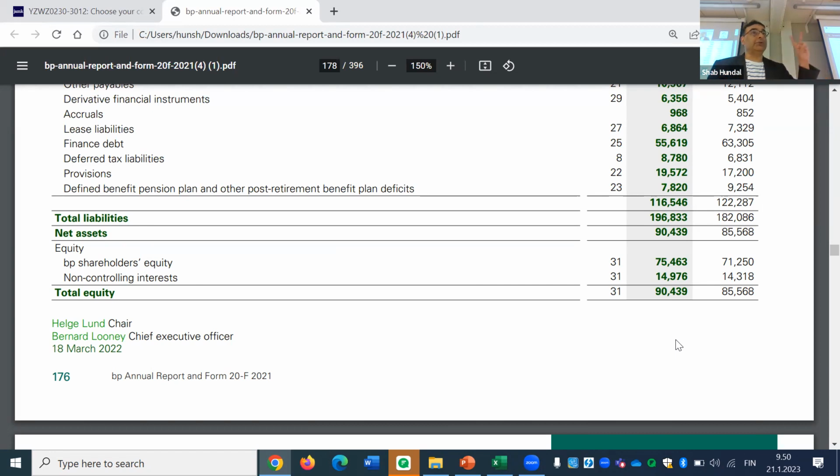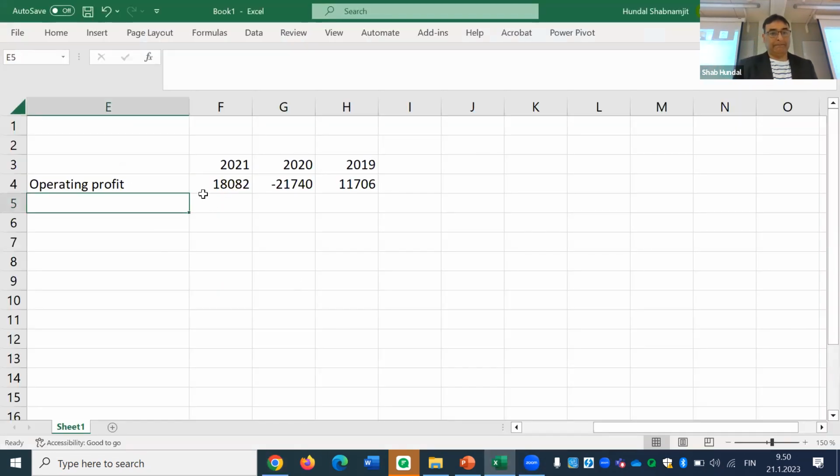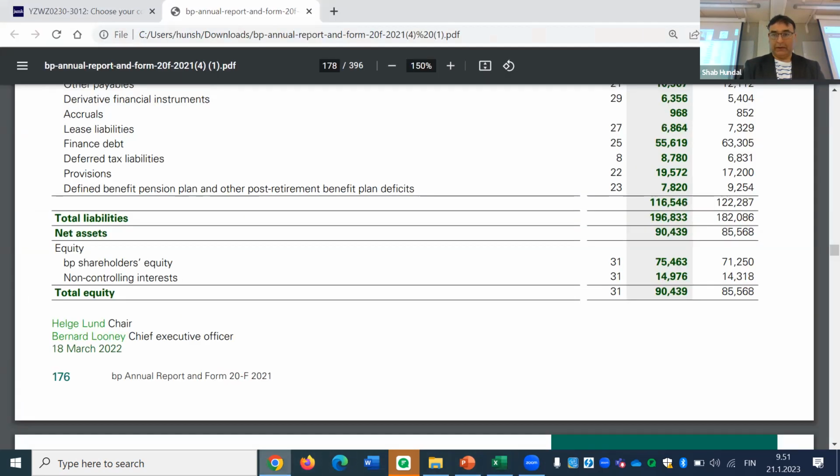You see my point? So there is always 2 years. One report covers 2 years. Income statement covers 3 years, but the balance sheet covers 2 years. So we have to see the minimum common denominator, which is 2, right? Total equity is 90,439. First of all, I write it, 90,439, and the total equity here is 85,568.